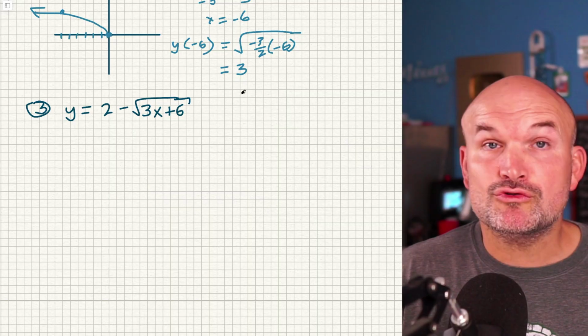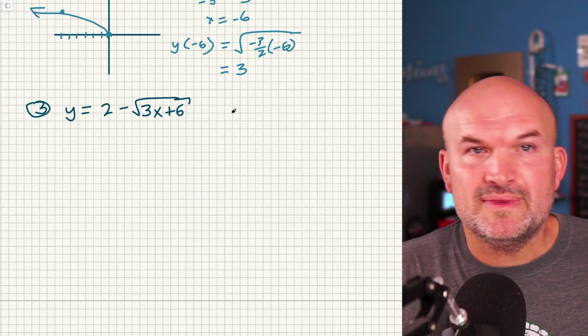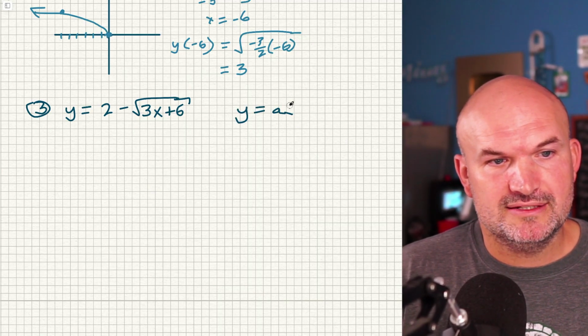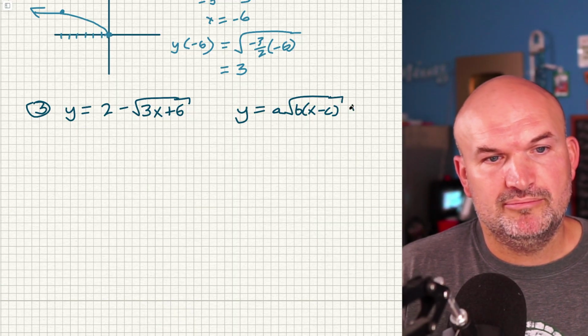So if I'm looking at the transformations of a radical function, or really any function, the typical form that we write down in our notes is going to look something like this. Y is equal to a times the square root of b times x minus c, plus d.